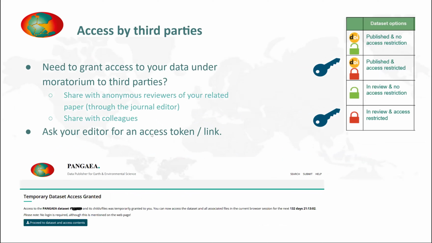Okay, for the closed access options, we also can provide you with access to a certain group of people, for example, reviewers of your related paper or your direct collaborators, and you just let us know that you need this access link and we will generate it for you. These links are valid for up to 180 days. And everyone with the link can access your data.